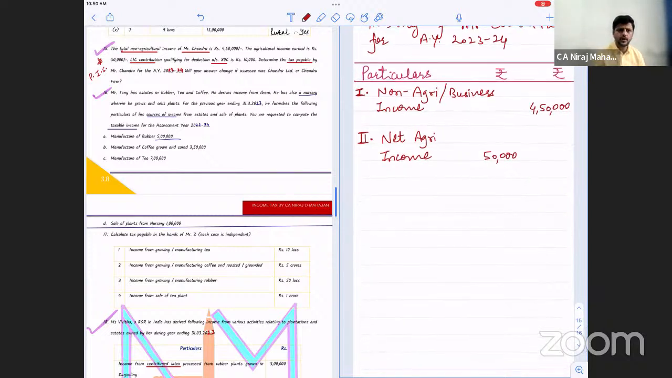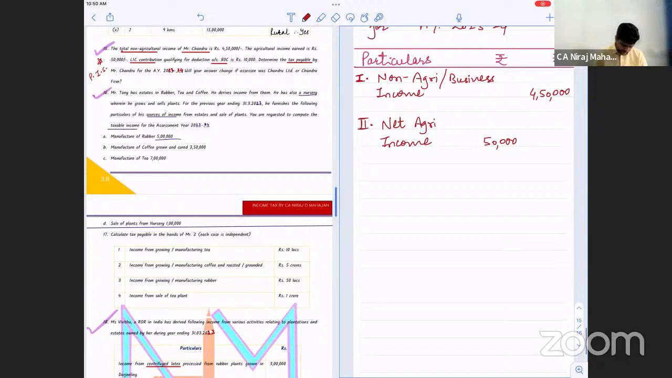Why are we writing that in the inner column? Because it is not taxable. As soon as I write agri, I should write the next line as what? Tell me, all of you. Exempt under section 10(1). How much? 50,000 only. Clear? Is it okay, all of you? Because they have given us that it is agri income, so it is exempt.